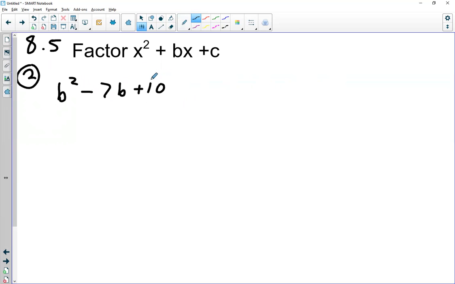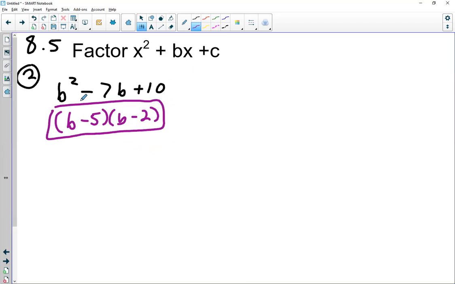Okay. The meat and potatoes here. It's going to be what multiplies to C and adds to B. What multiplies to the end and adds to the middle. This could work in reverse, so pay attention. The last number and the middle number, in this case, are 5 and 2. Since I need the middle to be negative, it's going to be b minus 5, b minus 2. That's it. Does it equal anything? No, so you stop right there.